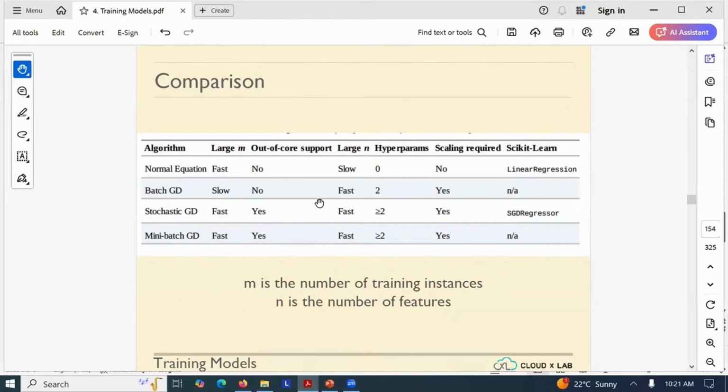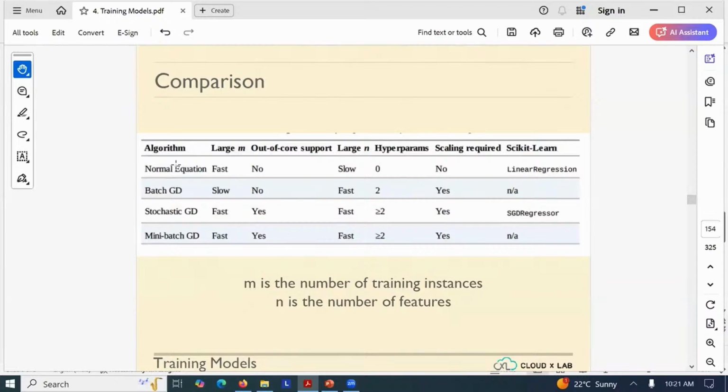Okay, hyperparameters. In mini batch GD and SGD we have more hyperparameters as compared to the normal equation and batch GD, right? Because in the normal equation we directly know the mathematical equation, and using that equation we get the optimal value.